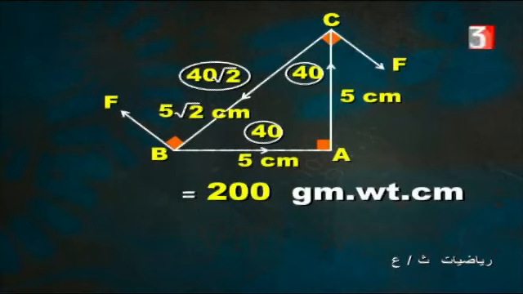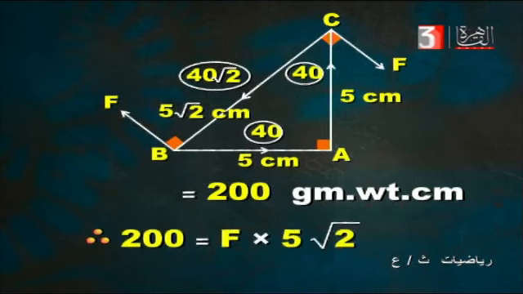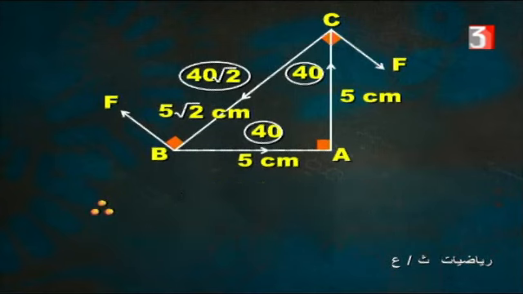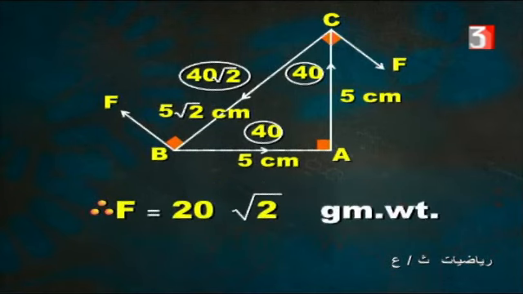How to find the force F? We know that the system is in equilibrium. In equilibrium, the summation of the two couples must equal 0. Then we deduce that 200, the moment of the couple, equals the force F multiplied by 5 root 2. What is the 5 root 2? The distance between the two forces. Therefore, F equals 20 root 2 gram weight. This is the magnitude of the force F.